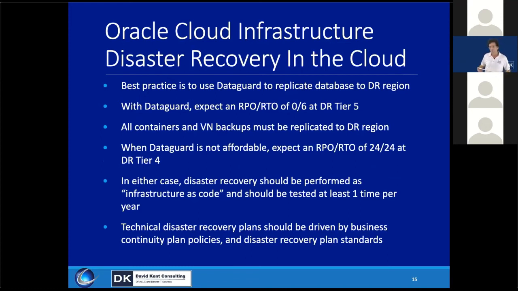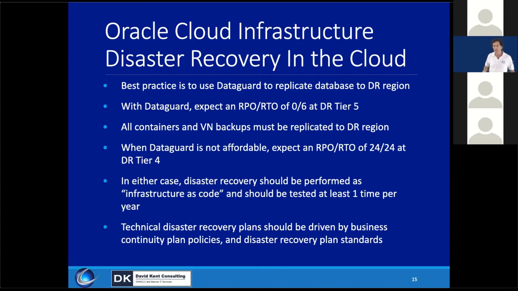For disaster recovery, your best approach is to use DataGuard to replicate to a standby database in another region. With DataGuard enabled, you can expect to have a recovery point and a recovery time objective of 0/6, meaning near zero data loss and 6 hours recovery time, operating at disaster recovery tier 5. If you do a Google search on the 7 levels of disaster recovery, there's a nice Wikipedia document that covers the background on that. If you are really tight on cash and DataGuard is not in the budget, then you should expect an RPO/RTO of 24 hours/24 hours, operating at disaster recovery tier 4.